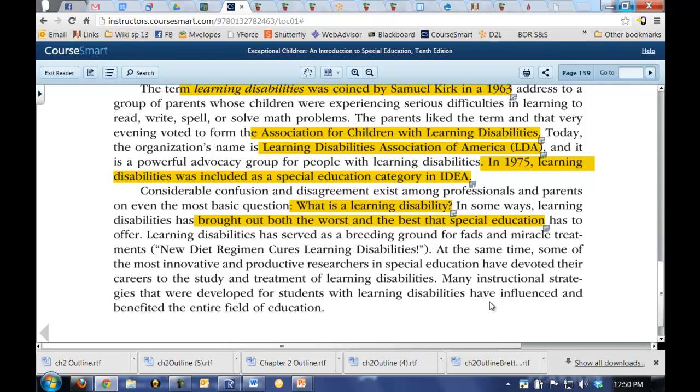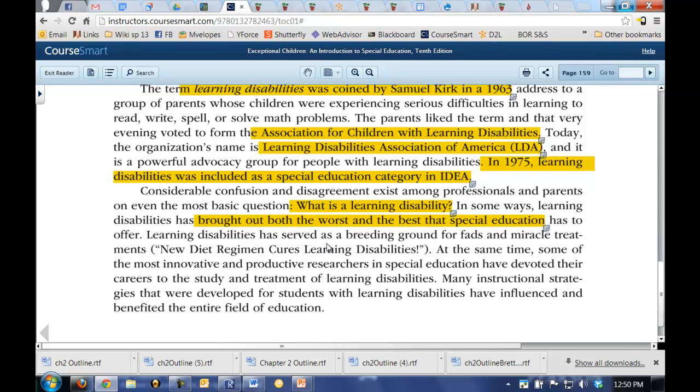Many instructional strategies that were developed for students with learning disabilities have influenced and benefited the entire field of education. So that's a mouthful, and that's exactly what happened. Once the highly successful researchers started to say, let's look at this not so much on what's wrong with them, but how to accurately serve them, those same strategies then came into the mainstream for all kids, like RTI and things like that.